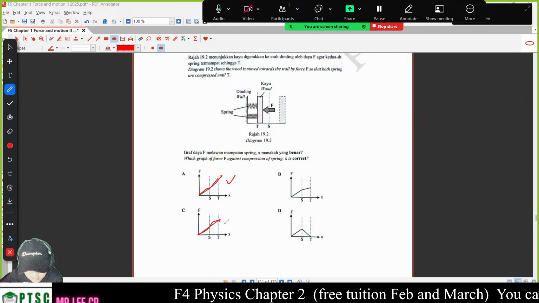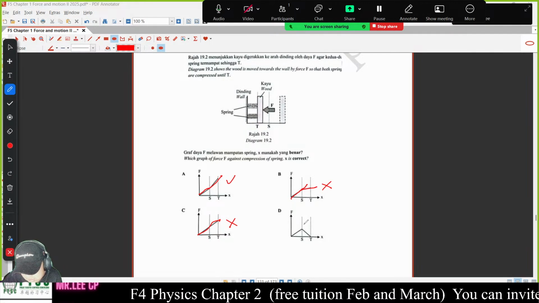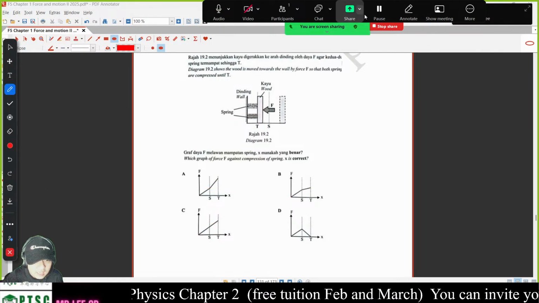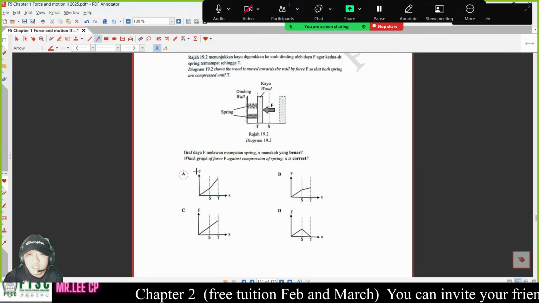The gradient cannot be the same. The gradient cannot decrease. No, this one is wrong. Answer is A.